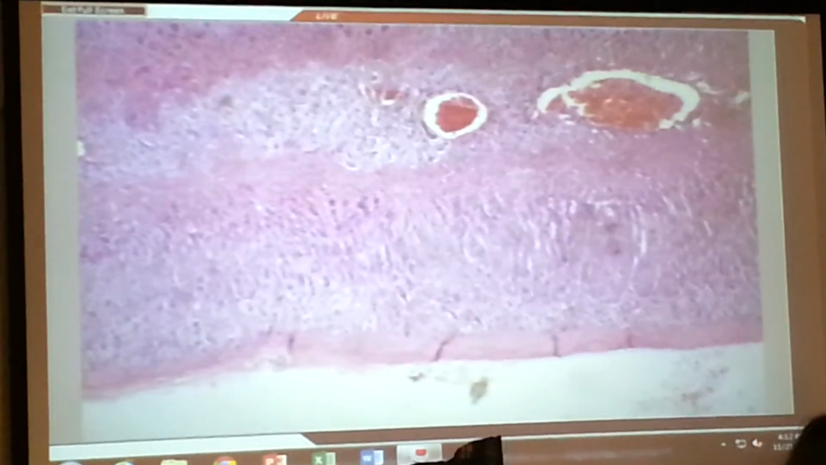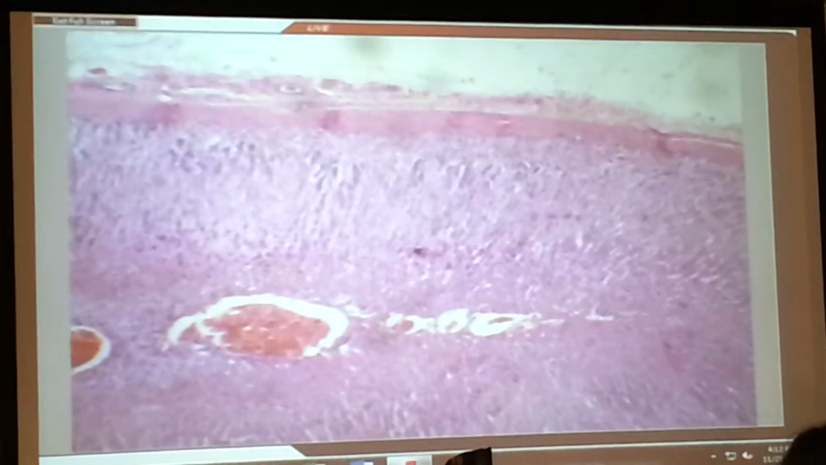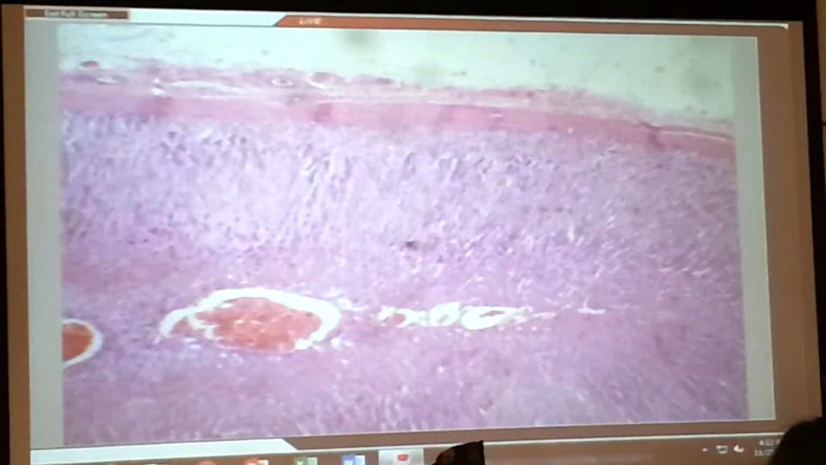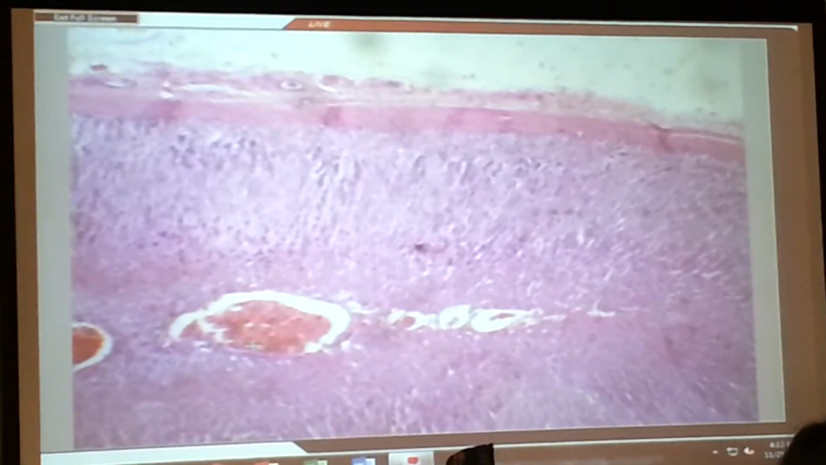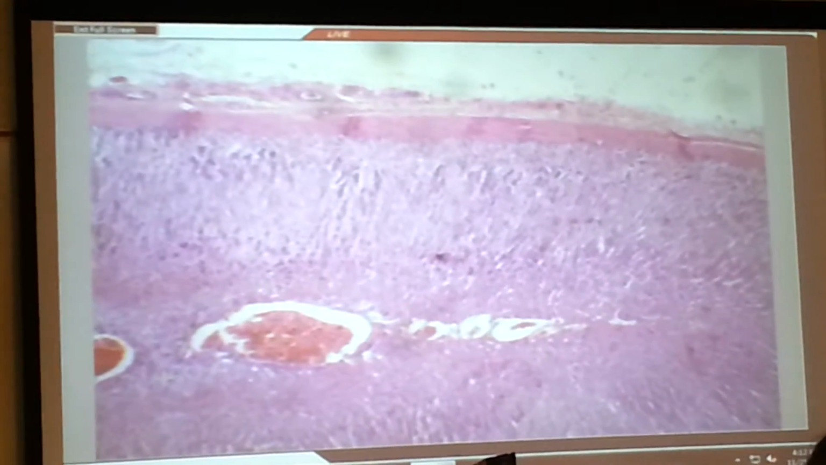It's one of those, I wish I could zoom out more because it gets a lot easier when you can zoom out further, but nonetheless. Glomerulosa, fasciculata, reticularis, and then medulla in the middle. All right, so anyway, you see stripes, that's adrenal gland.